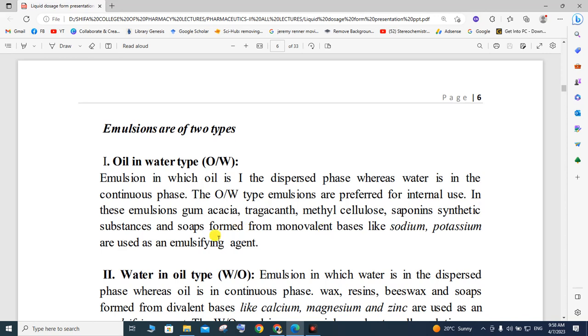For these emulsions, the gums, acacia, tragacanth, methylcellulose, saponin, synthetic substances, and soaps formed from monovalent bases like sodium and potassium are used as emulsifying agents. I mean that in an oil and water type of emulsion, oil is the internal phase and water is the external phase. We disperse the oil in the water. Water is in higher concentration, so water is the continuous phase and oil is the discontinuous phase.